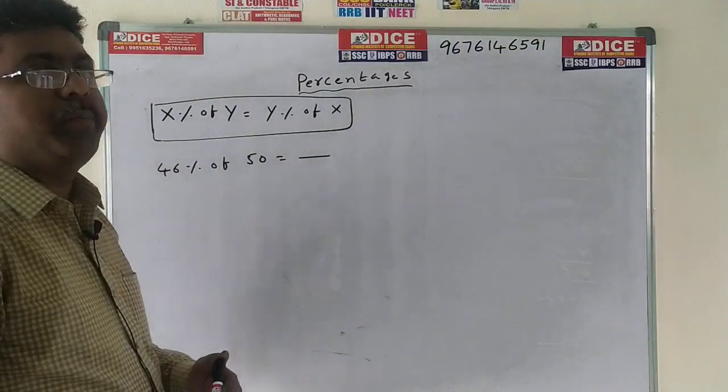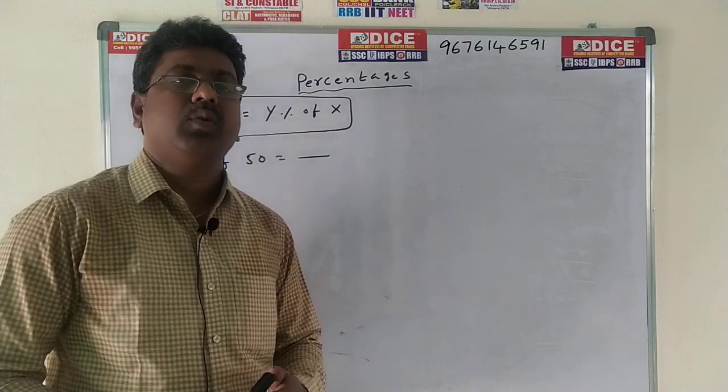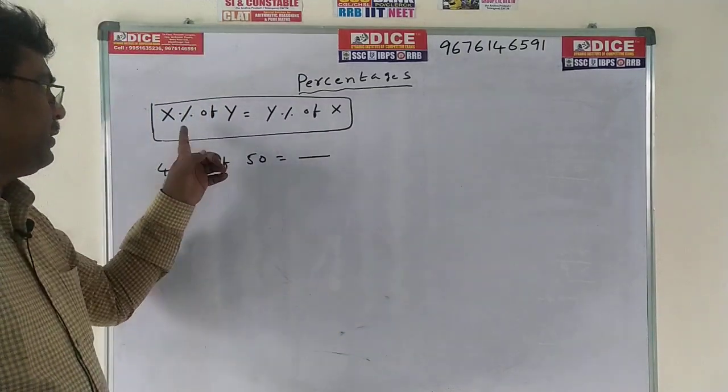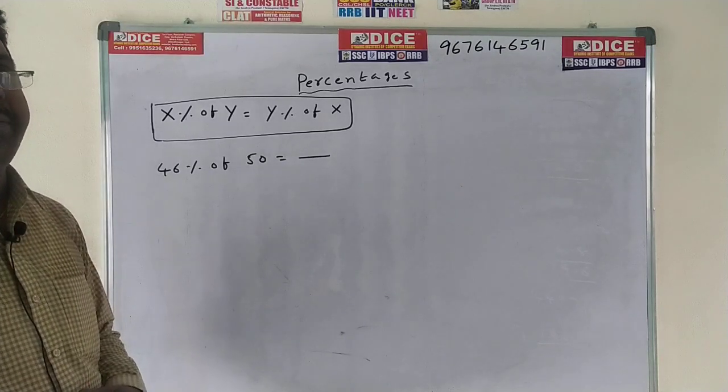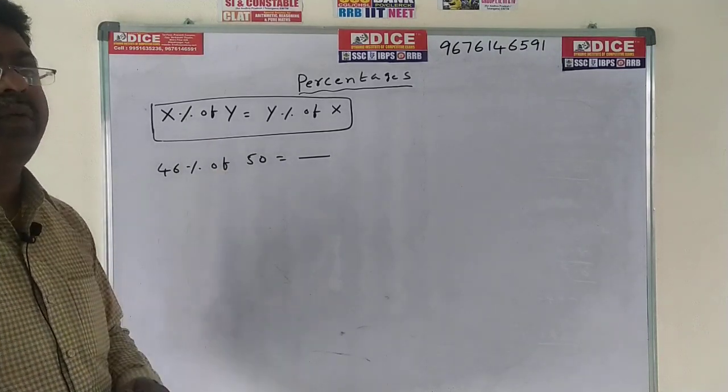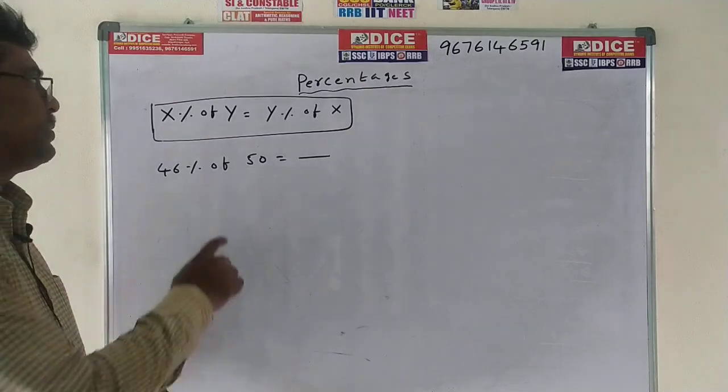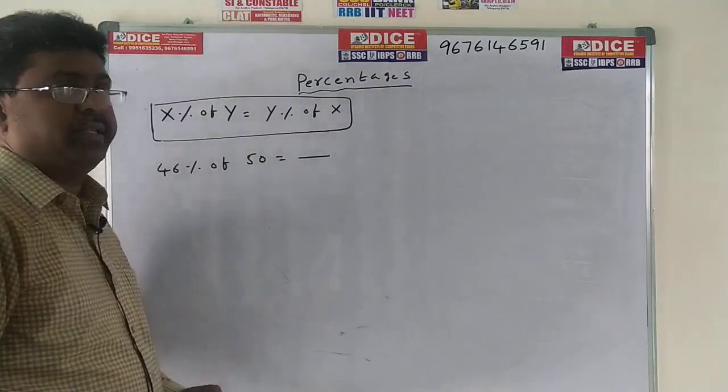Now we can go for a very important method, an important formula also. See this one: x% of y is equal to y% of x. This is a very important method, and you can get problems on this also. X% of y is also equal to y% of x.